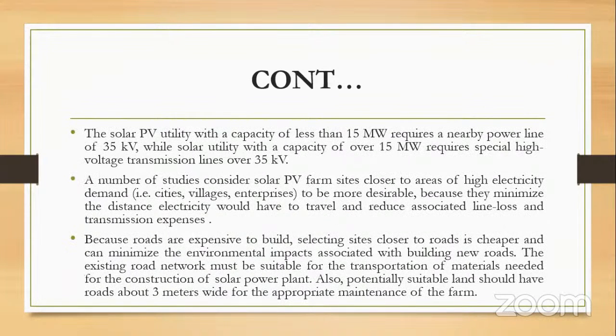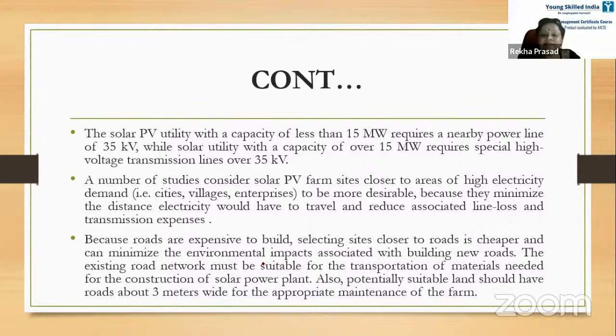Yes, sir. The solar PV utility with a capacity of less than 15 megawatts requires a nearby power line of 35 kV, while solar utility with a capacity of over 15 megawatts requires a special high voltage transmission line over 35 kV. So according to its capacity, there will be a power line requirement. Less capacity needs less, more capacity needs more.